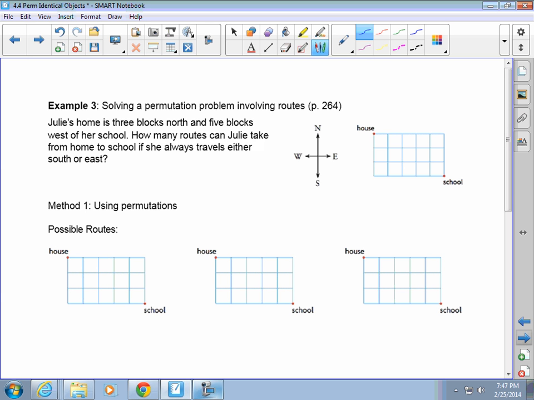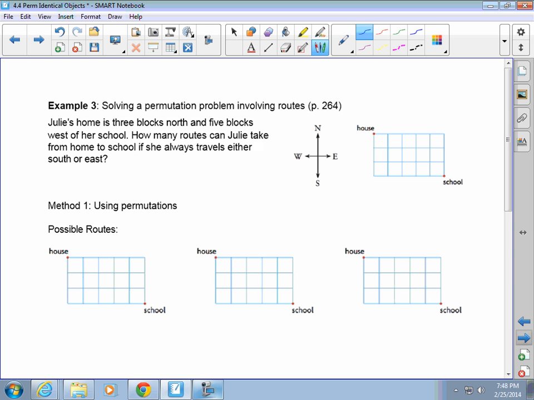So Julie's home is 3 blocks north and 5 blocks west of her school. How many routes can Julie take from home to school if she always travels either south or east? So basically she's not backtracking. So in the textbook on this page there's three people's suggestions.